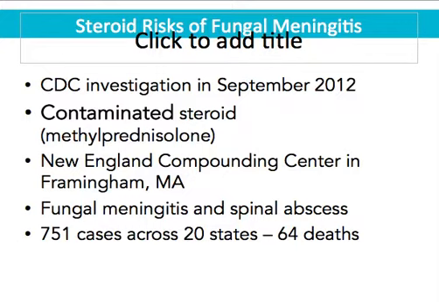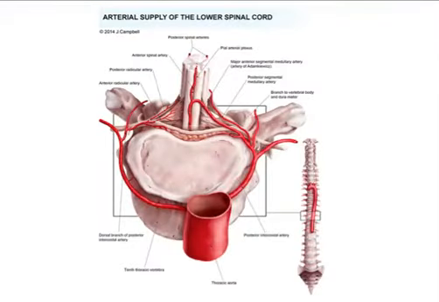Here's some risks of the steroidal treatments for those of you who are doing it. You remember in 2012, the New England Compounding Center in Framingham, Massachusetts, the CDC finally shut them down after an investigation in September of 2012, because they found contaminated steroids. This is the prednisone that had fungal meningitis and it causes spinal abscesses. So it had mycotoxins in it, and there were 751 cases across 20 states that ended up in 64 deaths from this fungal meningitis, from the mycotoxins that were found in the contaminated steroids. So not always safe. So do not use those types of steroids.